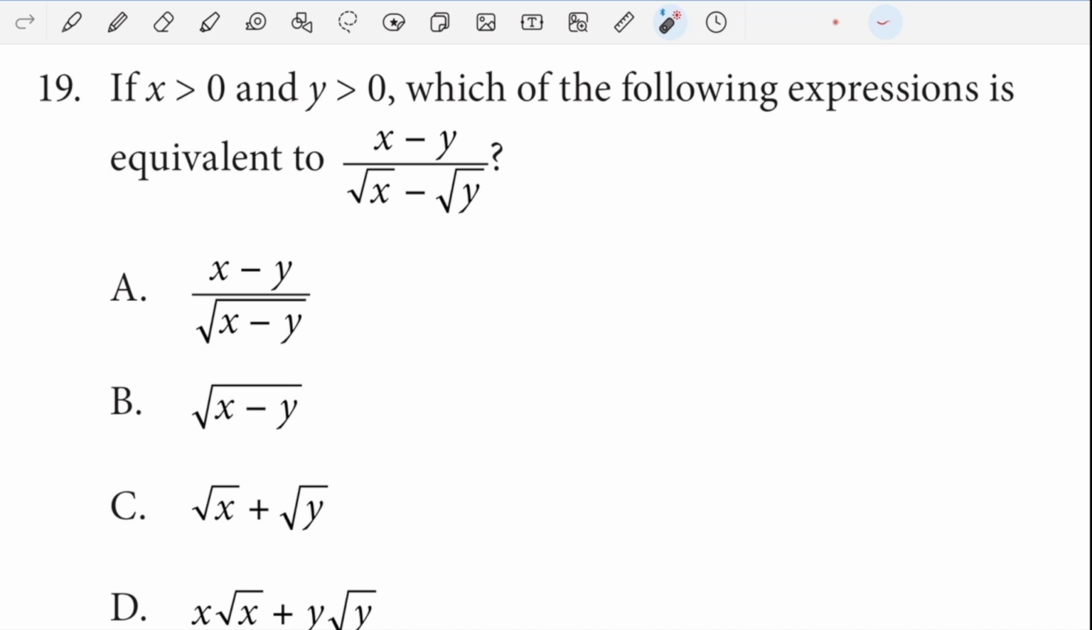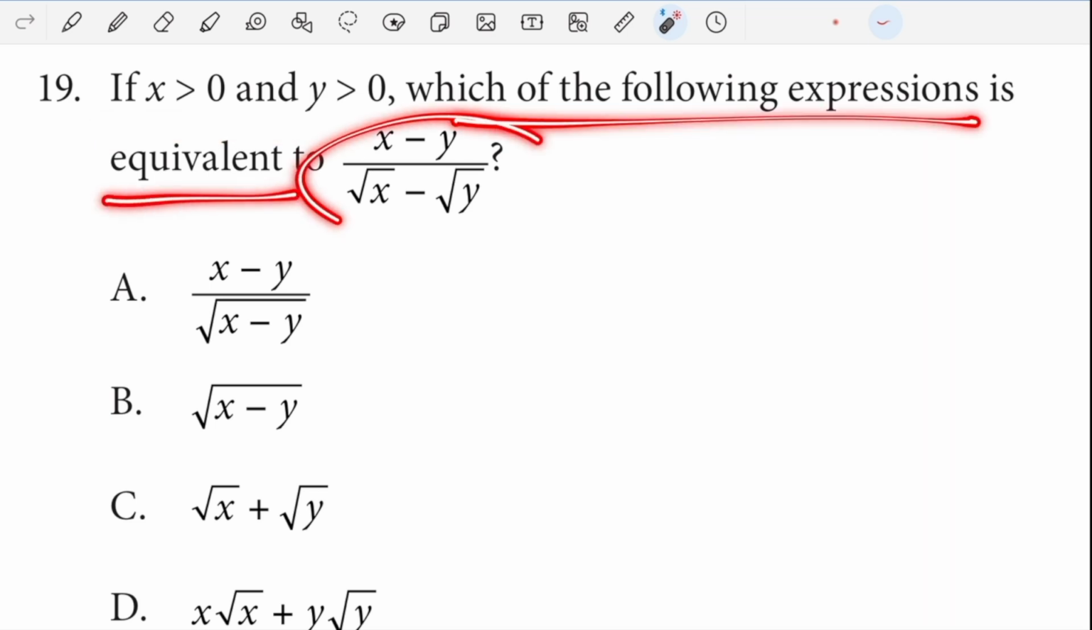Holy cow. All right, if x is greater than 0 and y is greater than 0, the idea is because they have x inside a radical and y inside a radical, and they don't want imaginary numbers. That's why they're saying greater than 0. They want positive values, so there's no imaginary numbers. So if x is greater than y is greater than 0, which of the following expressions is equivalent to this?